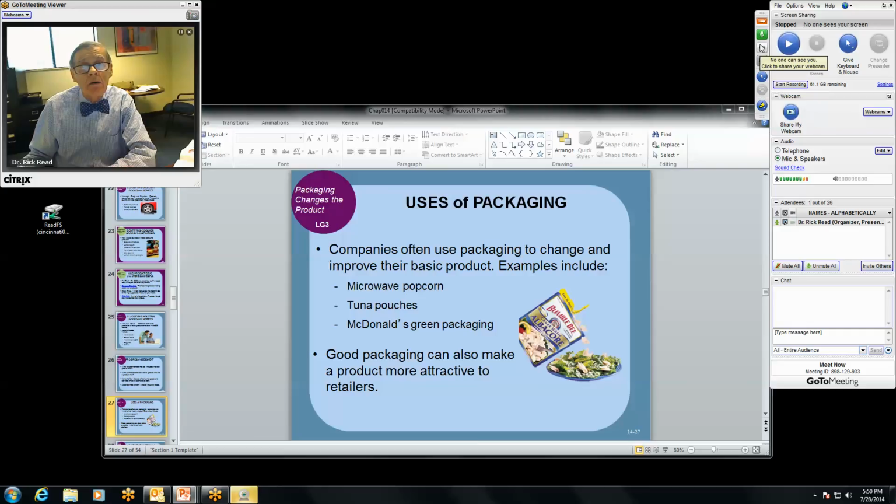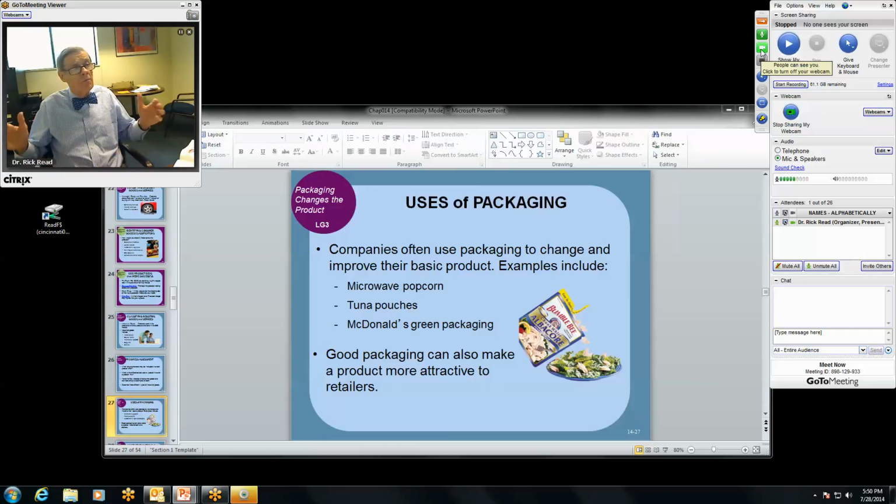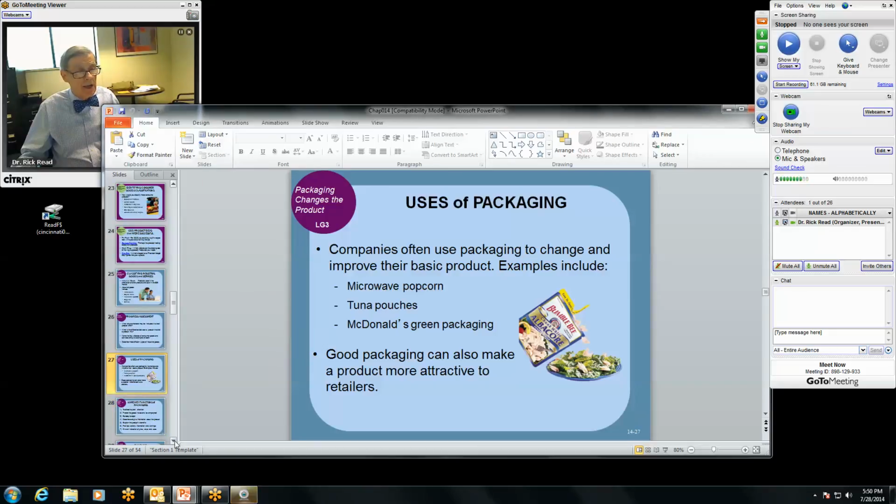Now, the next thing we come to here is uses of packaging. One of the things we have to think about with packaging is that it does attract us. And in some cases, it improves the product. And we know that good packaging is something that is needed to help protect the product in some cases. So let's look at why we have packaging, what the uses for packaging are.